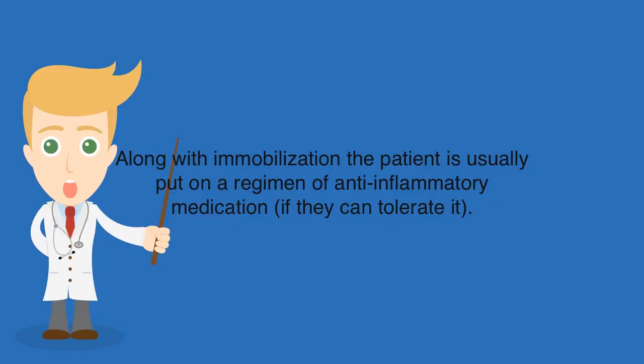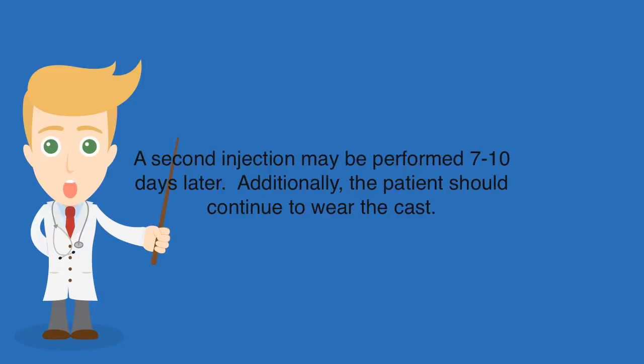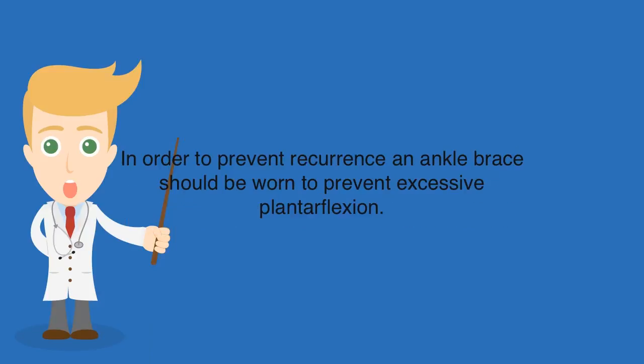Along with immobilization, the patient is usually put on a regimen of anti-inflammatory medication, if they can tolerate it. If after 4 to 6 weeks the patient is still having pain, then a cortisone injection should be entertained. A second injection may be performed 7 to 10 days later. Additionally, the patient should continue to wear the cast. Once the pain has resolved, the patient may need some physical therapy in order to increase range of motion in the ankle, which may have stiffened up due to immobilization. In order to prevent recurrence, an ankle brace should be worn to prevent excessive plantar flexion.